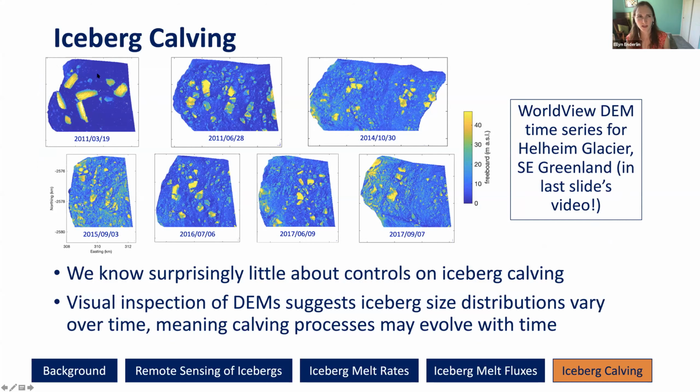It's all very dark with just a bunch of big icebergs, whereas these other ones have much more of a medley of different sizes. So we don't know that much about what controls calving. I mean, we know some of it, but we don't get all of the nuance that's going on. And so I started to think, well, could we use these size distributions to actually tell us about the calving process?